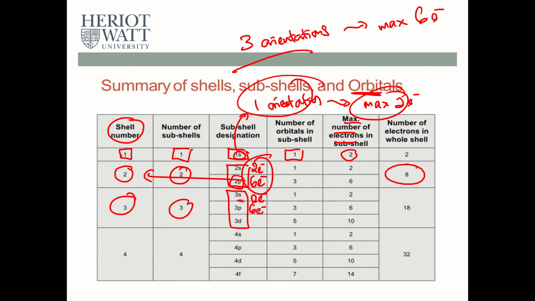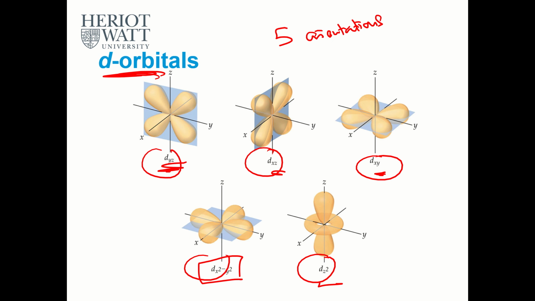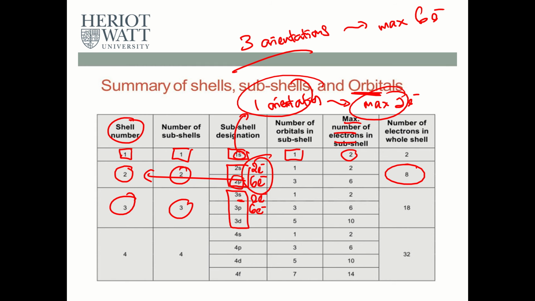And d, let's go back to d orbitals just now. D orbitals, how many orientations? 5. So with 5, how many maximum electrons can you put in? 1 orientation, 2. So 5 means you can put in 10 electrons. Come back here. So I have 10 electrons. So total up 6 plus 10 plus 6 plus 2. Total, how many electrons can you put into the third shell? N equals 3. Total of 18 electrons.